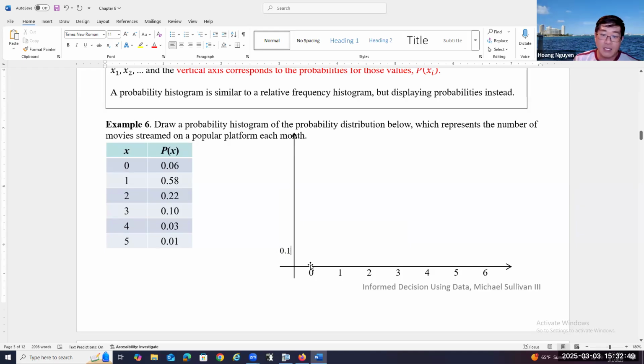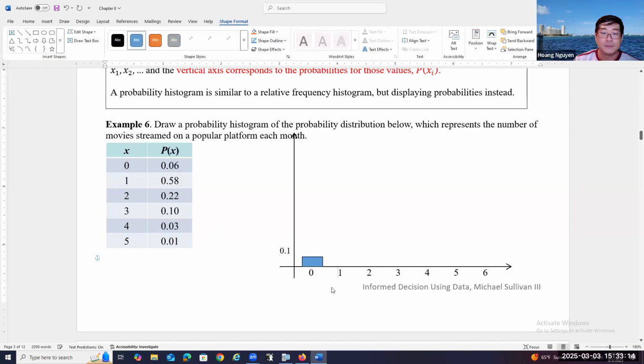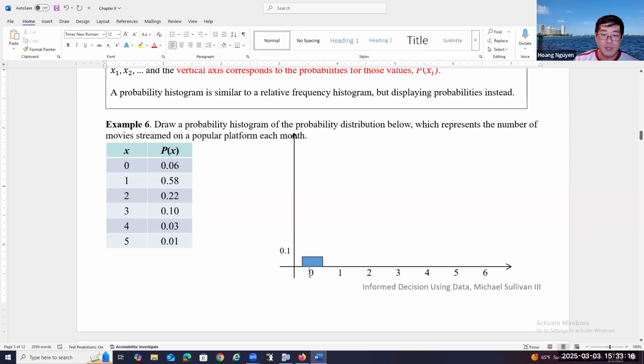My first rectangle, I'm going to center it at 0, half unit to the left and half unit to the right. I'm going to draw the first rectangle, centered at 0, with the relative frequency of 0.06, or the probability of 0.06. So it's going to be a little bit more than halfway, something like this. Maybe it's too high, so you can make it a little bit smaller. Make sure I show the 0.06.